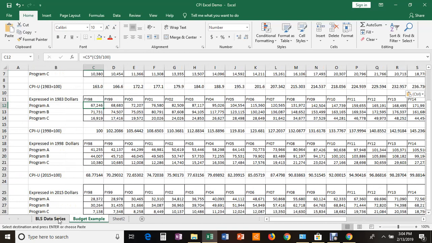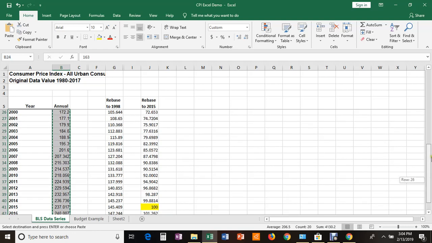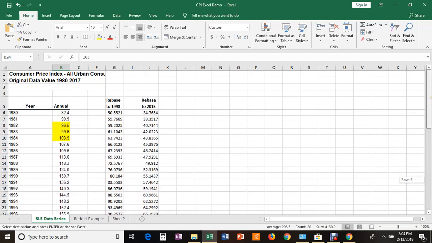We have to rebase our year. So we know that our base year is 1983, as I indicated earlier. That's our base year for our CPI in this example. So how do we rebase our CPI? Okay, so for my chart here, here's how I rebase CPI.